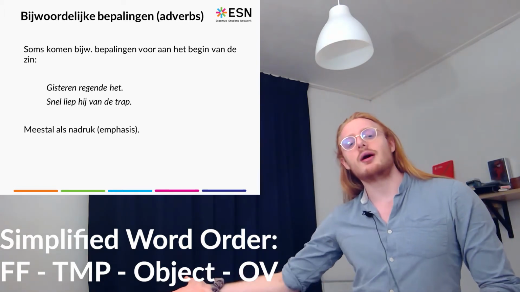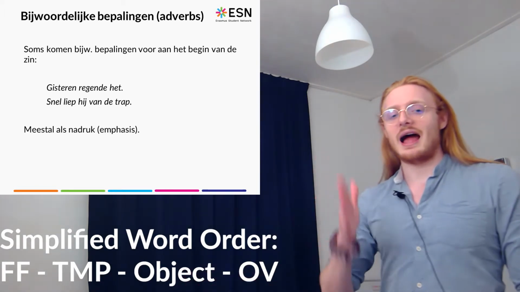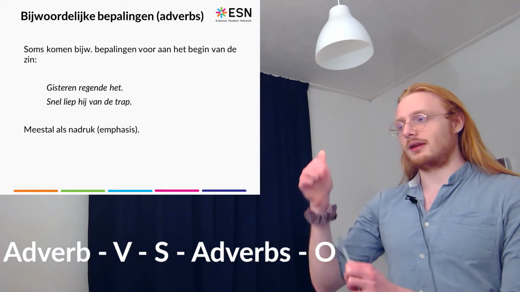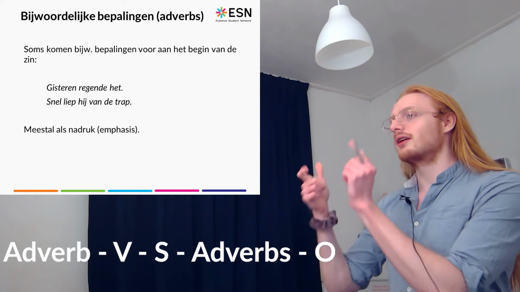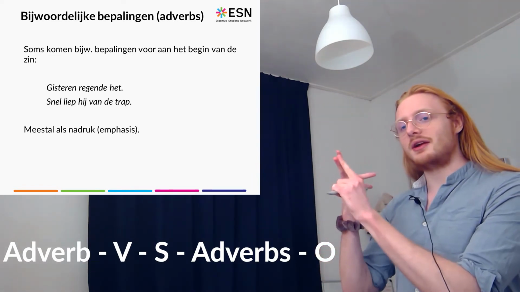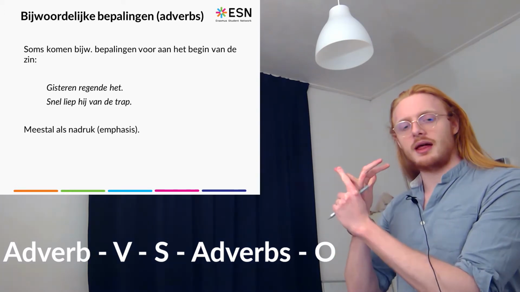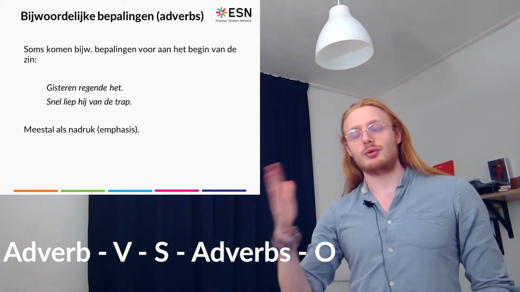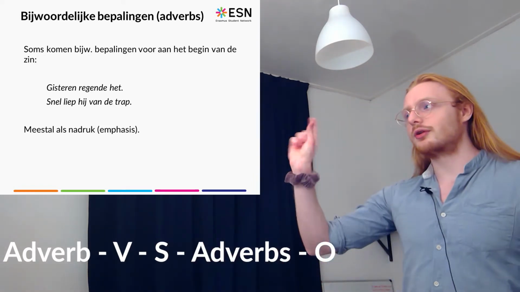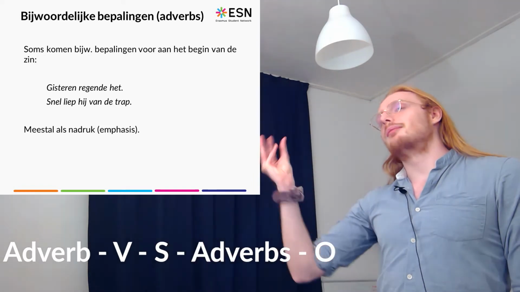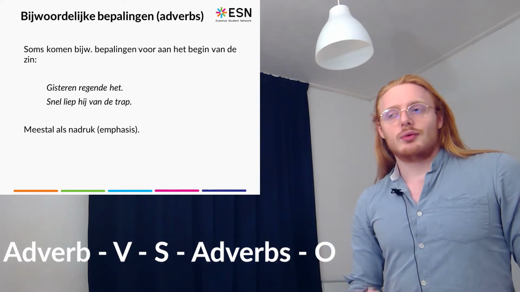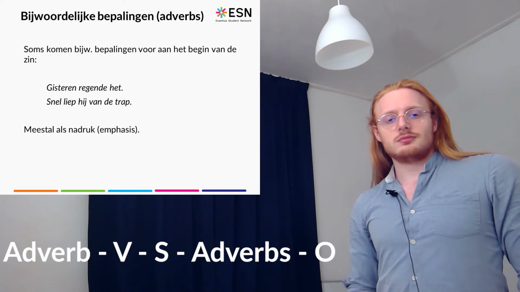Here's another example. Snel liep hij van de trap. Instead of hij liep snel van de trap, which would be the normal order: hij, subject, liep, verb, snel, manner, van de trap, place. But if you do it like this, snel liep hij van de trap, the order of the verb and the subject reverses. And we will see this more often.